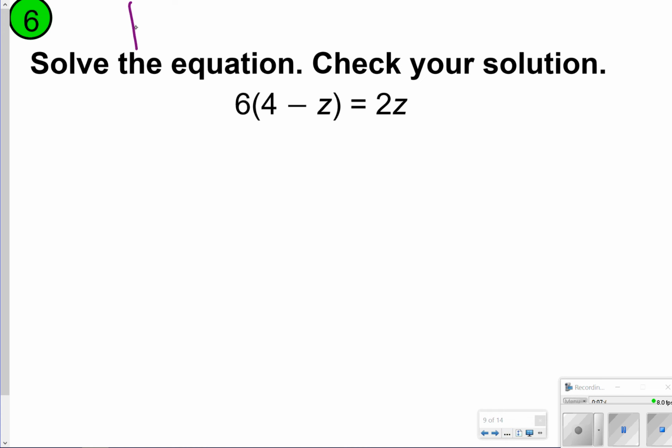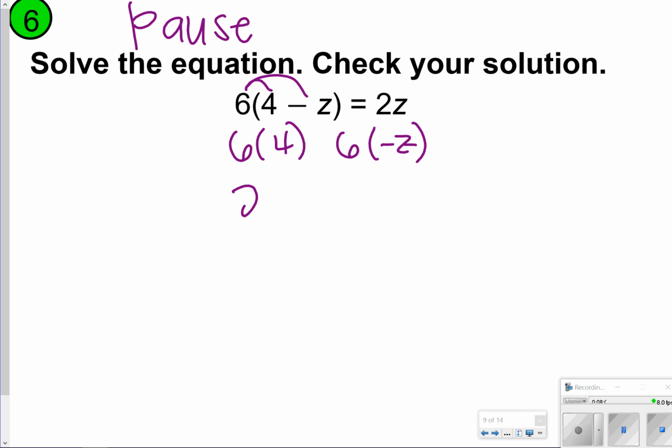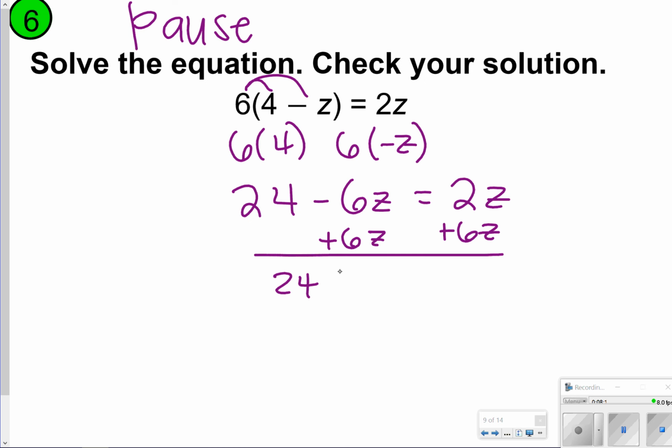This is distributive property and an easier one. Pause it, click play when you're ready to check. Okay, so first thing you did was 6 times 4. And then you also did 6 times negative z. Okay, 6 times 4 is 24. 6 times negative z is negative 6z. And that's all equal to 2z. To solve, I need to move my variables to one side. So I'm going to add 6z to both sides. So I get 24 equals 8z. And then when I divide both sides by 8, I get 3.